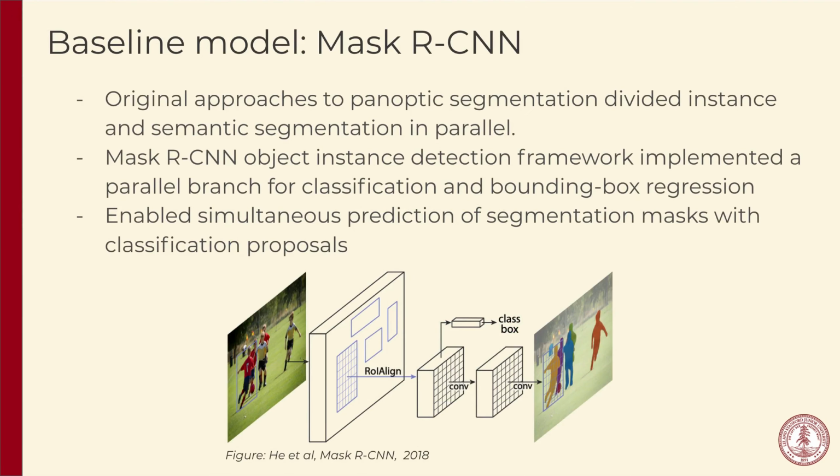As a baseline model for our experiment, we use the basic mask RCNN. Original approaches to panoptic segmentation divided instance and semantic segmentation in parallel, whereas the mask RCNN creates a unified architecture for panoptic segmentation using a parallel branch for classification and bounding box regression, enabling the simultaneous prediction of segmentation masks with classification proposals. At the time of publication, the mask RCNN outperformed existing benchmarks on single model approaches to both individual object instance detection and semantic segmentation tasks.